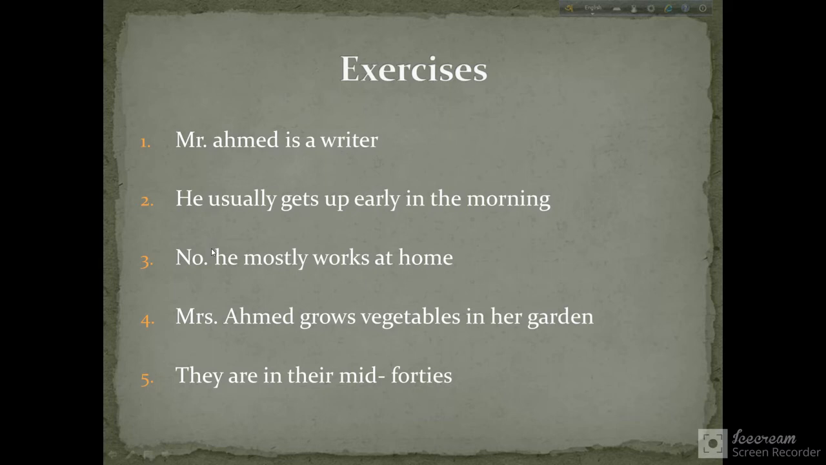The third one is, no, he mostly works at home. Okay, no, it will be a comma, sorry. He mostly works at home. So you'll have to make a question for the number 3 answer. Number 4, Mrs. Ahmed grows vegetables in her garden. So you will have to make a question for this answer. Mrs. Ahmed grows vegetables in her garden. They are in their mid-40s.